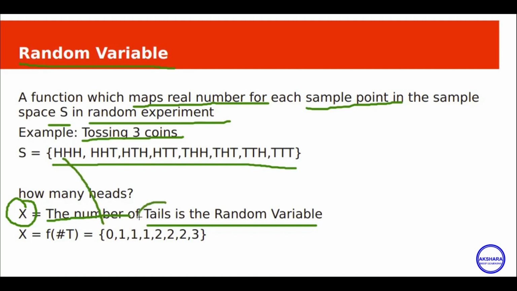Here we need to count the number of tails. How many tails are there here? 0 tails. So it will be represented with 0. This point will be represented with 1 because 1 tail is there, and you can continue like that. 0, 1, 1, 1, 3 2s and 1 3.